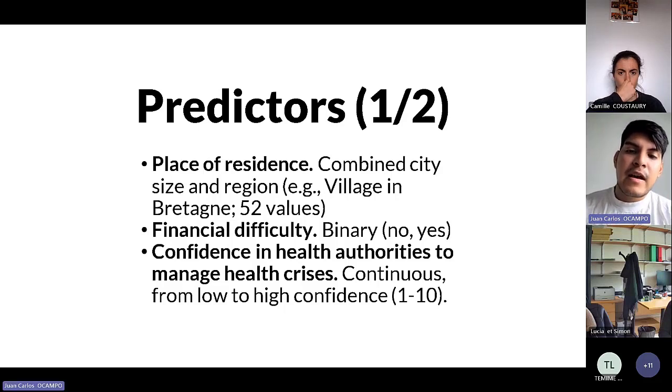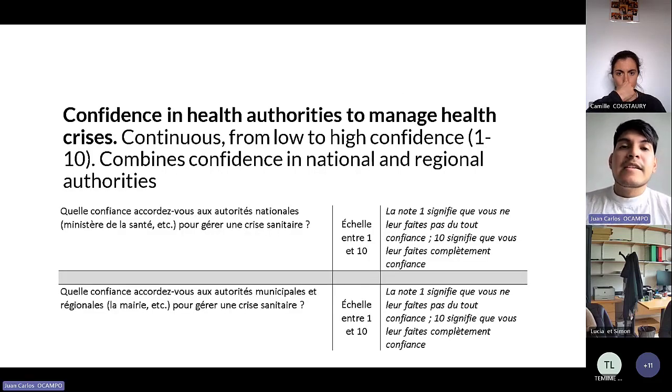Then we have confidence in health authorities to manage health crises. This is a continuous variable. It goes from low confidence to high confidence, that is from 1 to 10. It combines confidence in national and regional municipal authorities. Here are the questions. Both items are very similar, and we combine these two in order to have this one variable, confidence in health authorities to manage health crises. These predictors are informed by literature. This one is particularly informed by a lot of literature on the COVID situation.